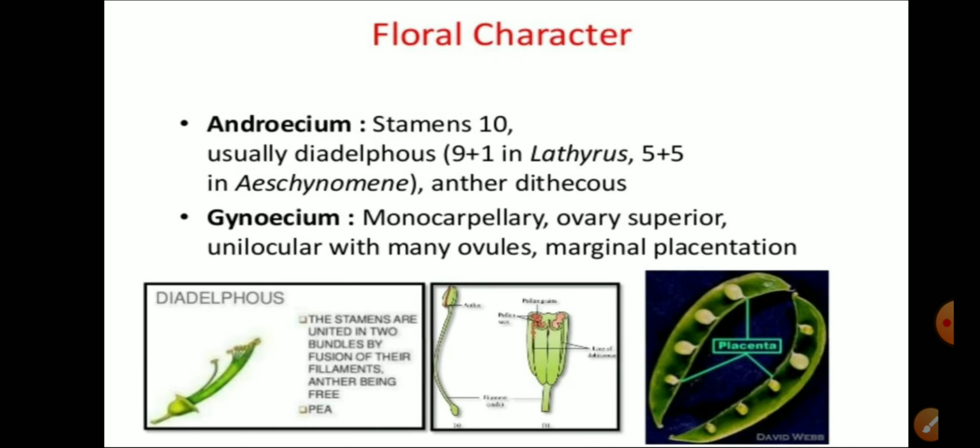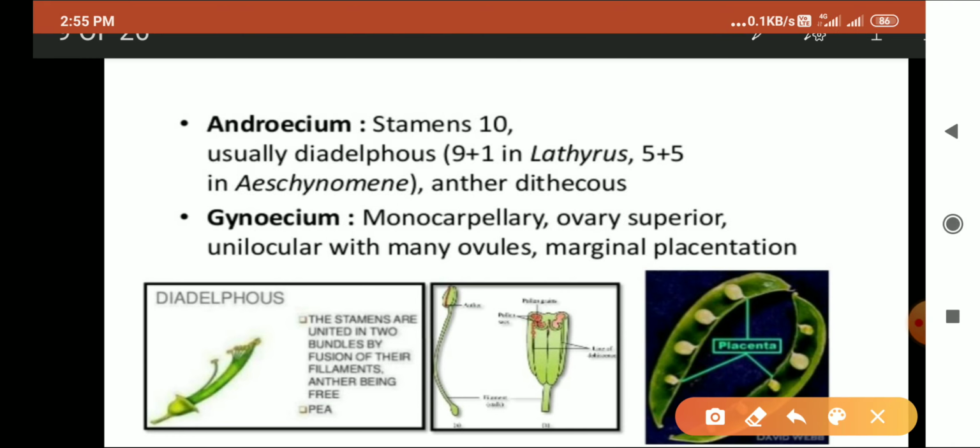Androecium bears 10 stamens that are in diadelphous condition, that means 9 plus 1: 9 are joined together, 1 is free. Gynoecium is monocarpellary, that means a single carpel is there. Ovary is superior in position, unilocular ovary with many ovules. Marginal placentation means the ovules are attached to the margin, here.